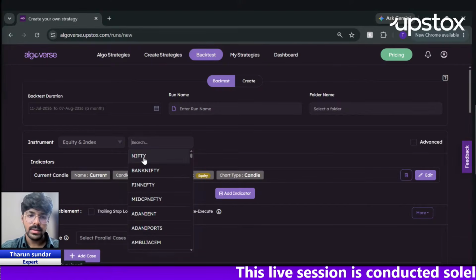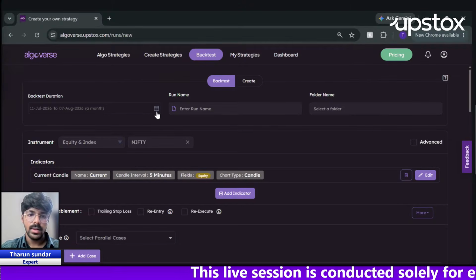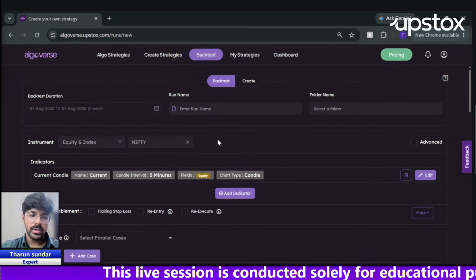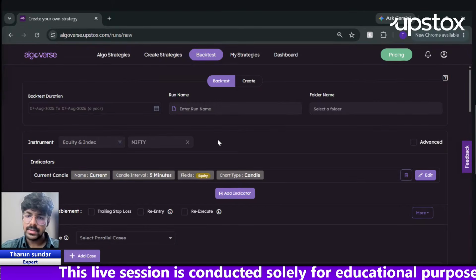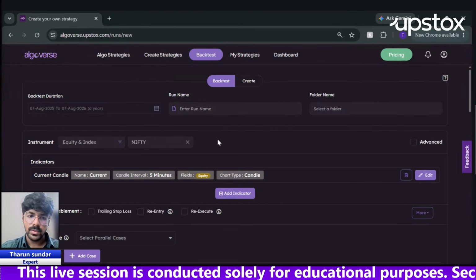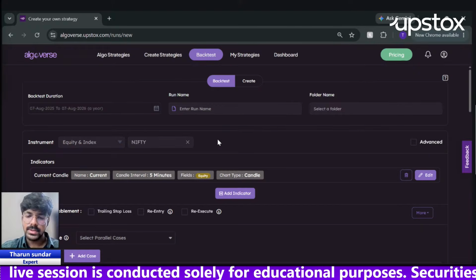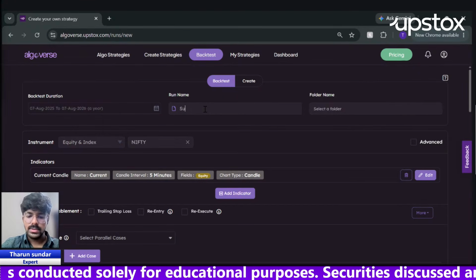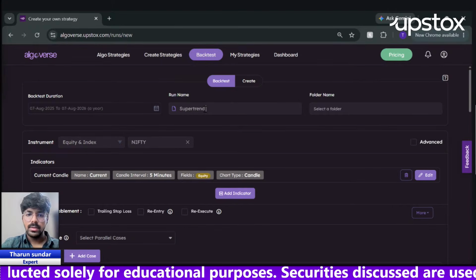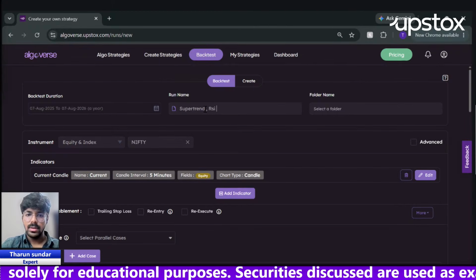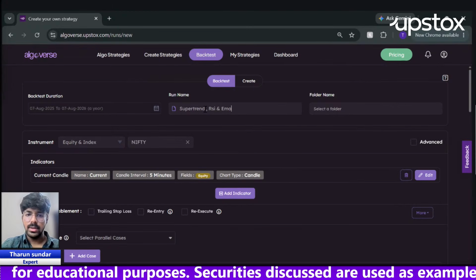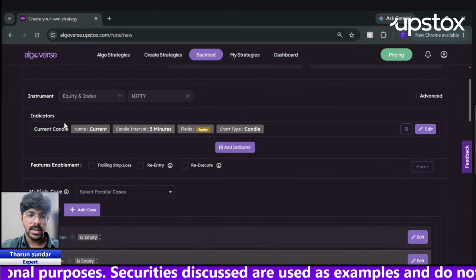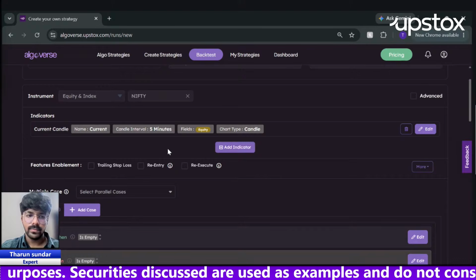So let's start with Nifty and let's backtest the setup for the last 1 year. Here we are going to use three simple, common indicators. One is Supertrend, the second one is RSI, and the third one is EMA, exponential moving average. So I'll name this strategy Supertrend, RSI, and EMA. First thing, let's add all these indicators.